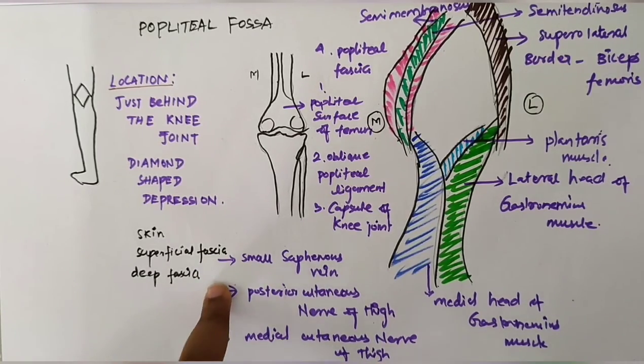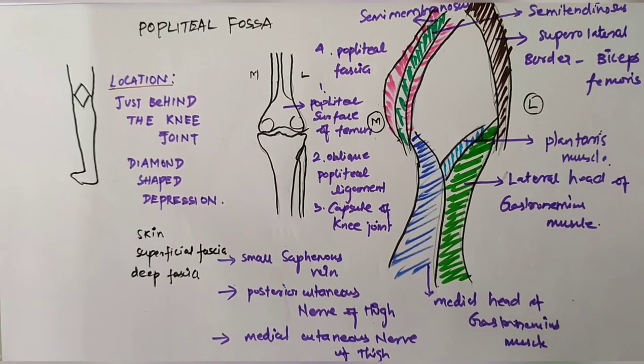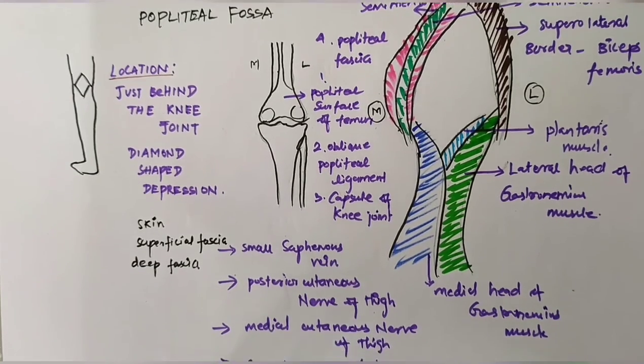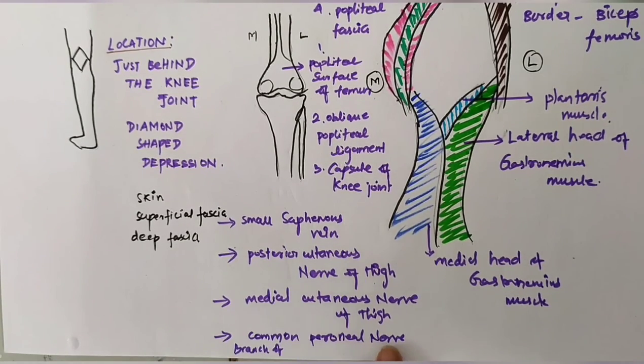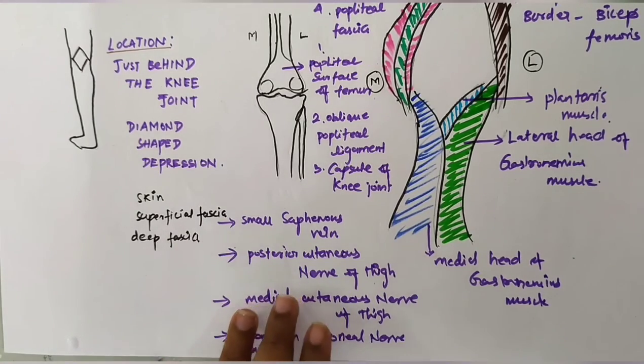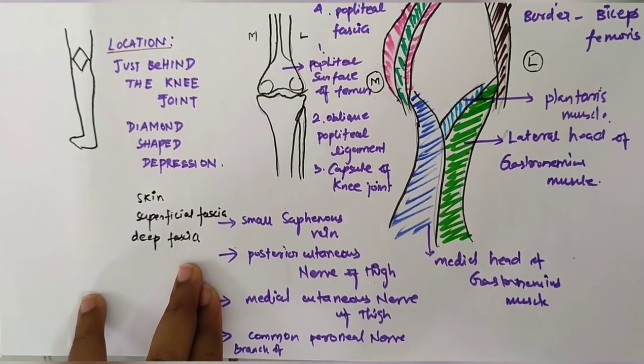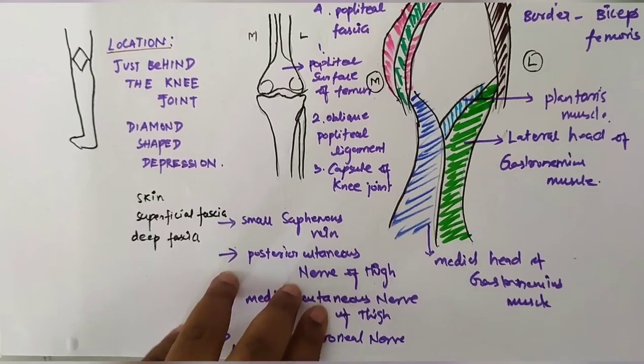This popliteal vein leaves the popliteal fossa through the adductor hiatus and enters the adductor canal. And nerves: posterior cutaneous nerve of thigh, and then medial cutaneous nerve of thigh, and branch of common peroneal nerve. These are the nerves and veins that are present in the superficial fascia. And below this superficial fascia, we have contents.